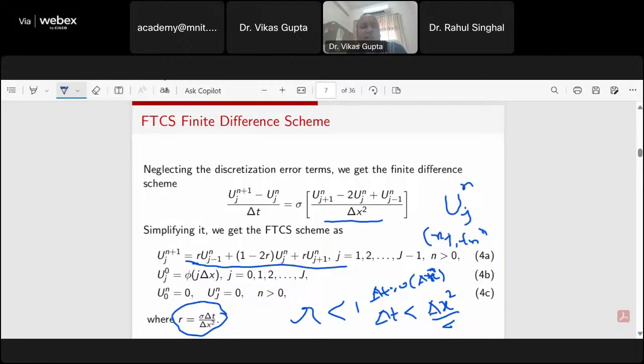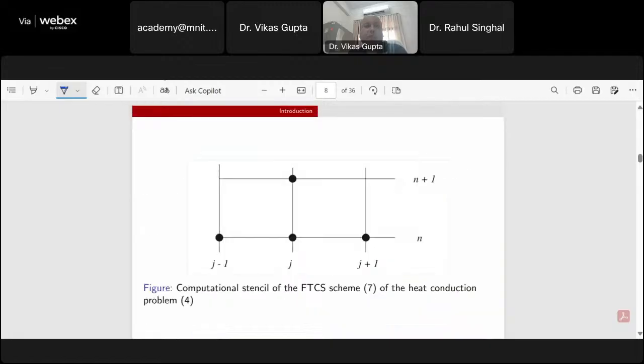That implies that the time stepping should be very small, because delta x is already very small and the square of it will be even smaller. So delta t should be of order of delta x square. So if your mesh is very fine in the time direction, only in that case will this forward time central space scheme converge, otherwise not.